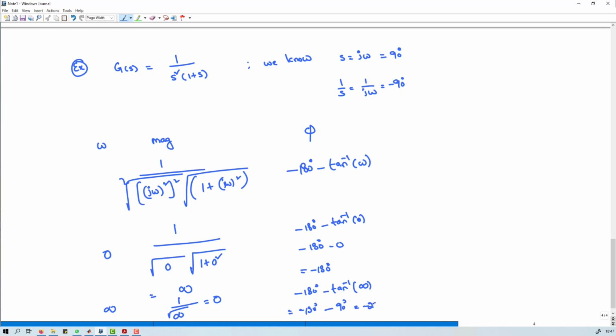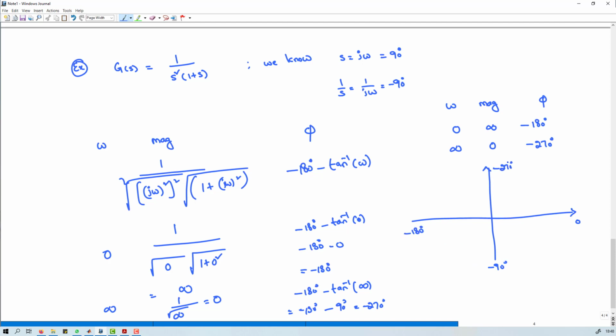Now we have got both the values at omega is equal to 0 and at omega is equal to infinity. Now we will draw the same polar plot in the xy axis as we have seen. Let us list down the magnitude and phase at omega equal to 0 and at infinity. After that, let us draw the polar form here. So here it is 0 degrees, 90 degrees, minus 90, minus 180, minus 270, minus 360. Now observe carefully: at omega equal to 0 it has infinite magnitude and an angle of minus 180 degrees.